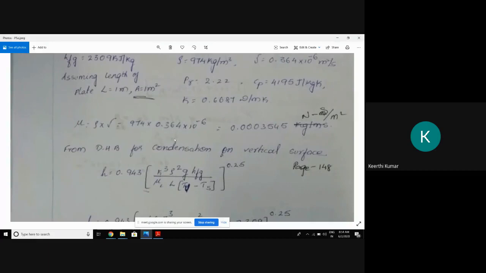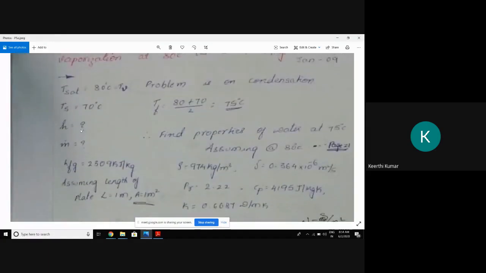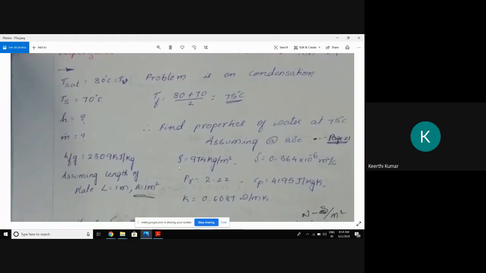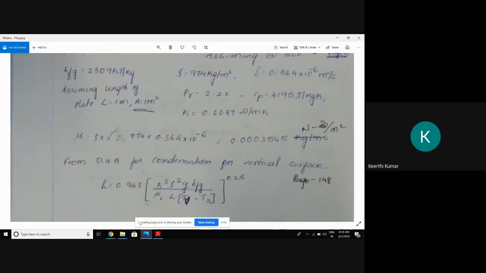Then here, out of this, what am I supposed to take? That is also very important. What he is asking there is the value of H first. The value of H, the convective heat transfer coefficient. To find the value of H, this is the formula I have taken.